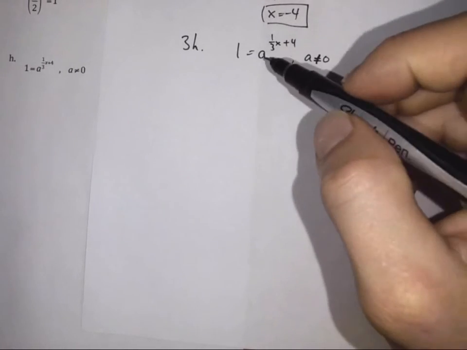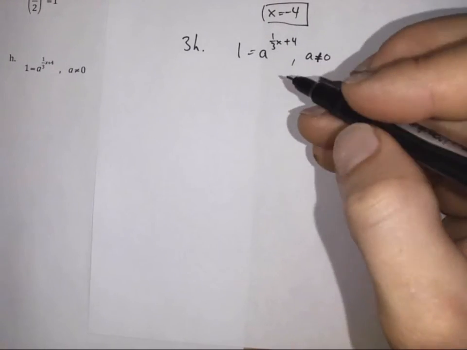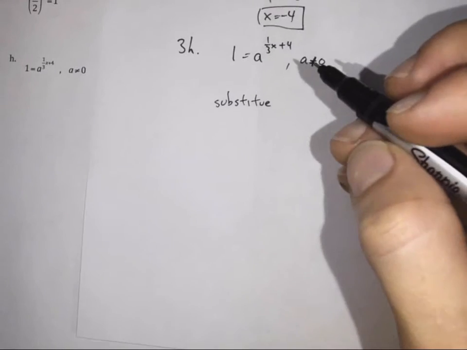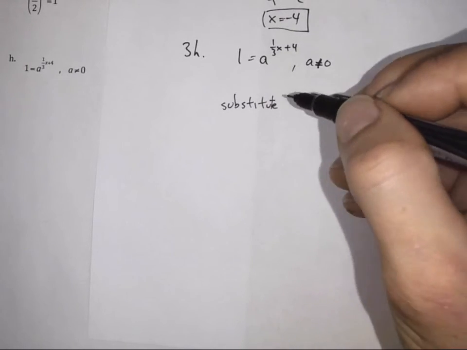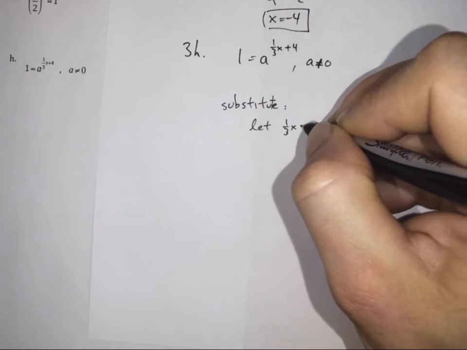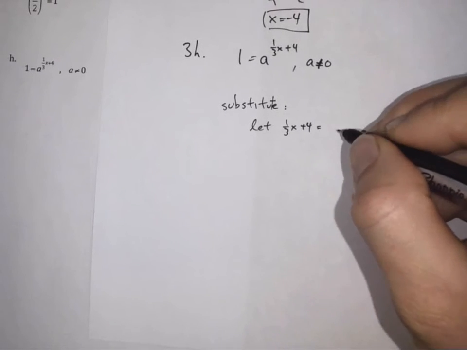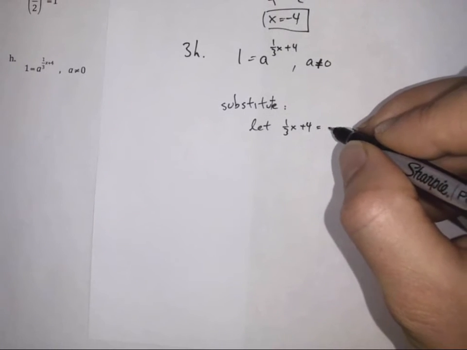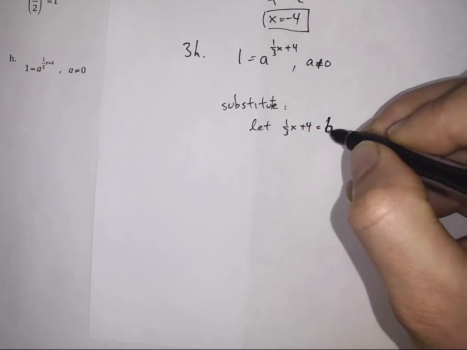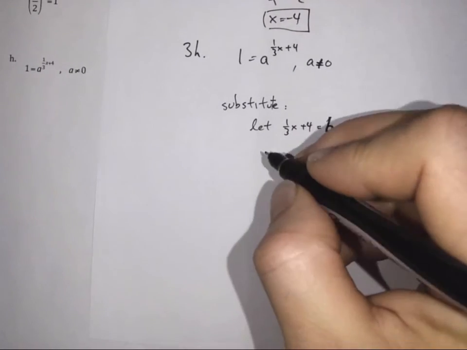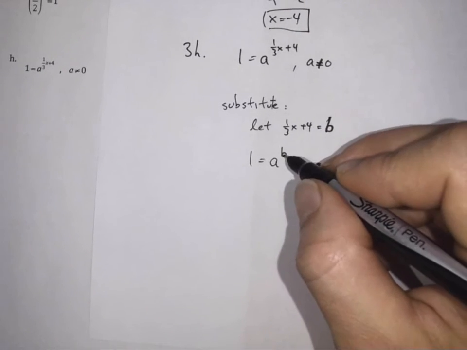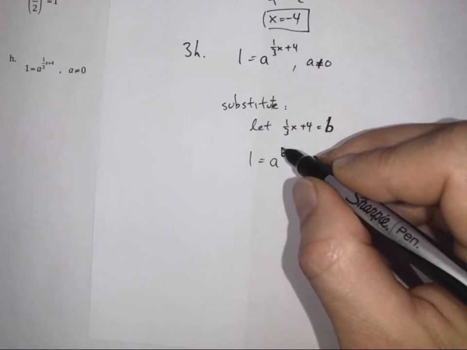Okay. So, again, I think this looks a little heavy. I think we'd be behooved to do a substitution. And we'll say, okay, let's let this heavy exponent, 1/3 of x plus 4, be equal to, maybe I'll choose another letter. We want to use a, so let's choose b. Okay, so let's take a look at this question with that replaced. 1 is equal to a raised to the power b. So what power could b have such that this whole thing is equal to 1?